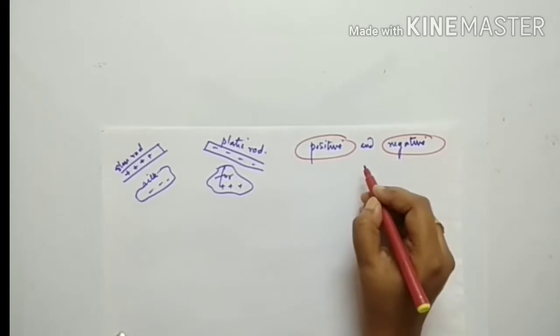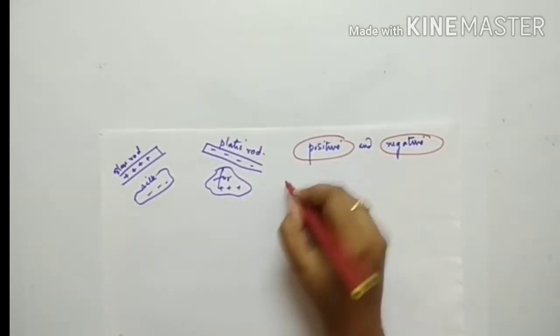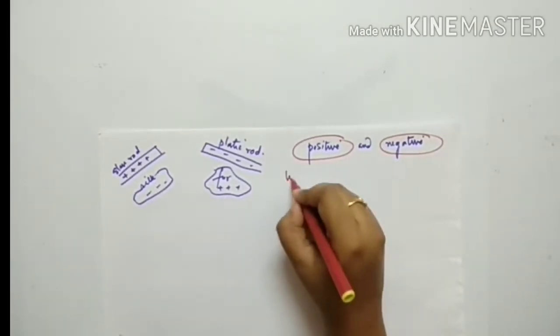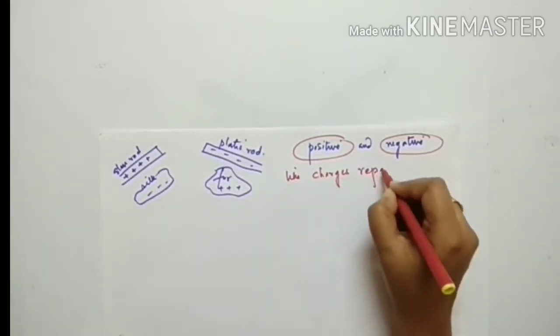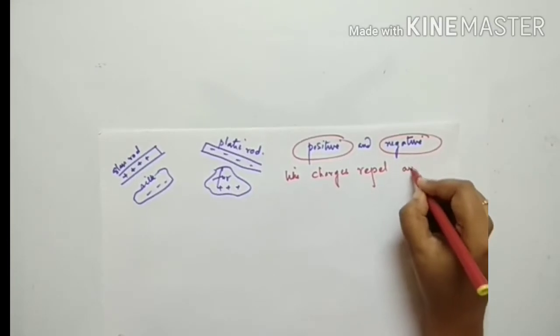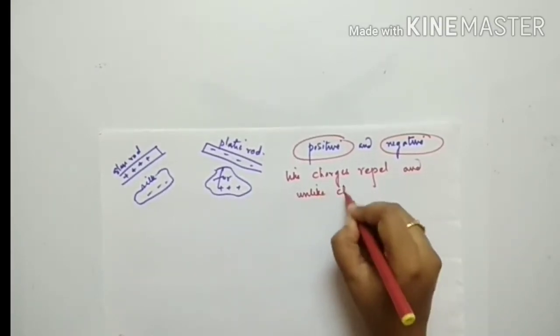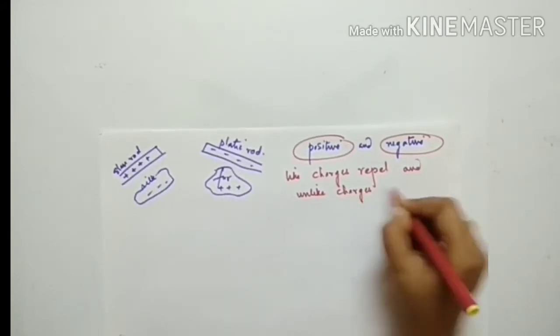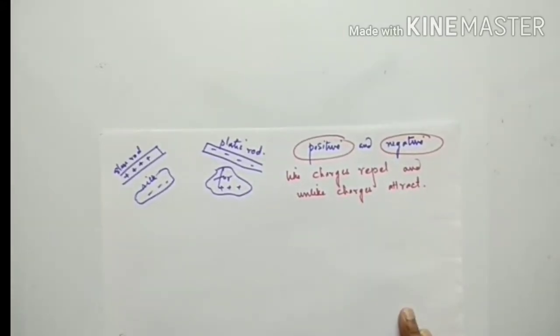Another property that was concluded is that like charges repel and unlike charges attract. This conclusion was made.